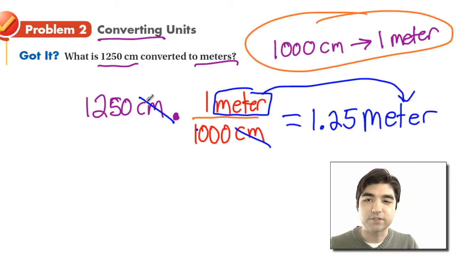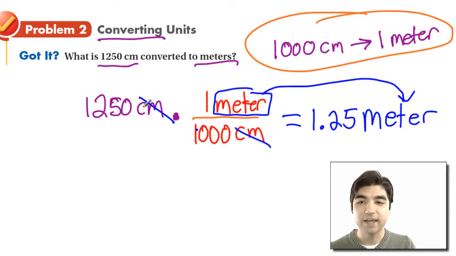So you see we set up the situation where we have the original unit and then we have the conversion, which we crossed out by writing it diagonally from each other. That leaves us with meters, and then you just take 1250 divided by 1000. Since 1 is on top, we could multiply by 1, but multiplying by 1 is the same thing, right? So anyway, that's converting units. Now let's go on to example 3.